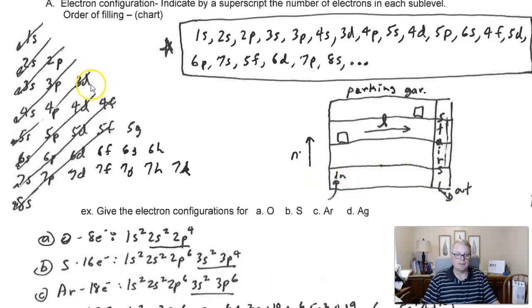3d. You mean a 3d is higher in energy than a 4s? In reality, they're actually pretty close to the same. But by convention, especially when the orbitals are empty, your 3d is actually slightly higher in energy than your 4s. How can something in the third energy level be higher in energy than something in the fourth energy level?